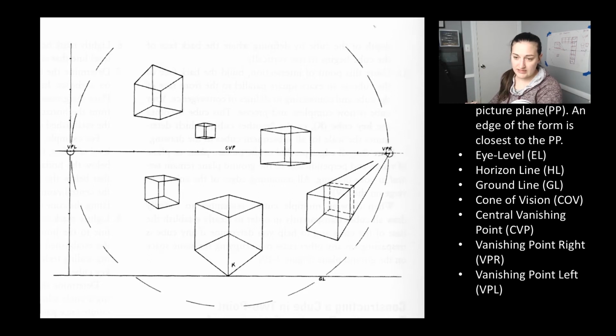We still have an eye level and a horizon line. You will always have an eye level and horizon line in perspective, and that is where your vanishing points exist. We have vanishing point left and we have vanishing point right. The cone of vision still goes through those 2 points. Okay? So you cannot draw outside of those vanishing points lest things get distorted.